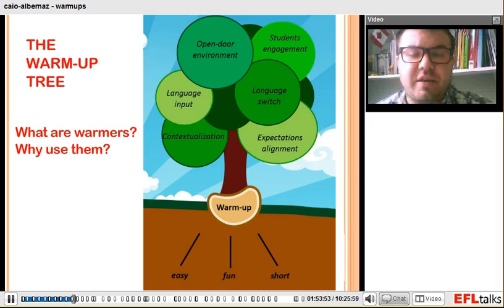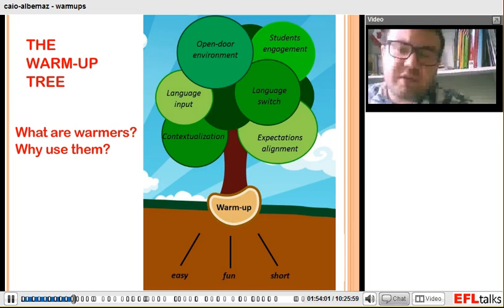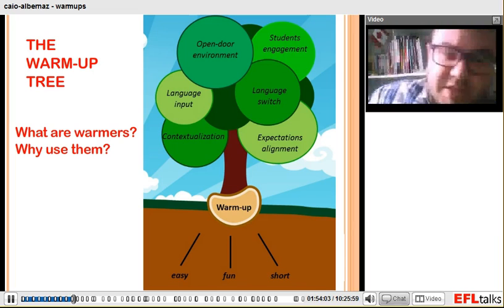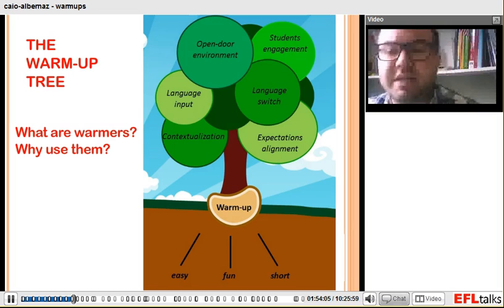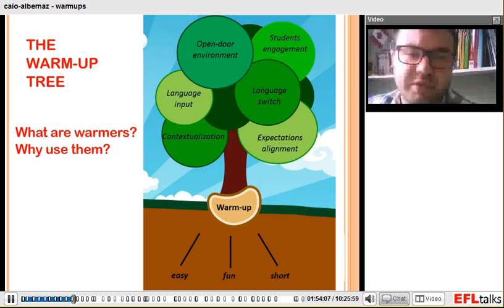And then in the branches we have some uses of the warm-up. When I choose a warm-up to start my lesson, I usually try to cover all these six objectives, which include contextualization, language input, creating an open door environment, student engagement, language switch, and expectations alignment.